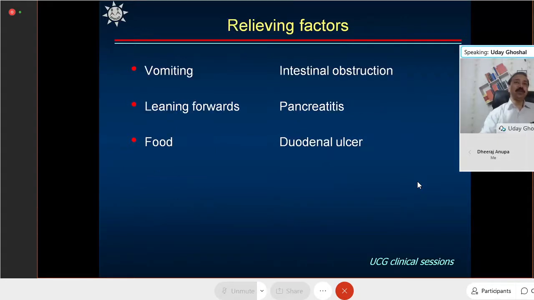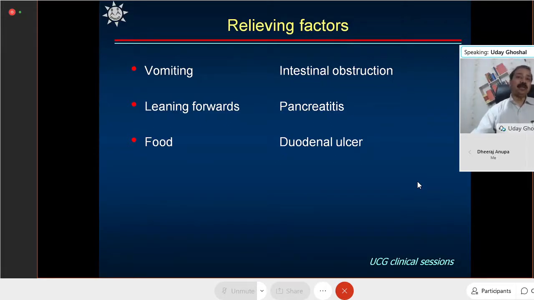So for any structure below the diaphragm, particularly the pleura and those over the lung, inspiration will increase the pain. Relieving factors: vomiting relieves the pain of intestinal obstruction because it is reducing the intraluminal content. Leaning forwards will decrease the pain of pancreatitis, I explained to you why. And food reduces duodenal ulcer pain.